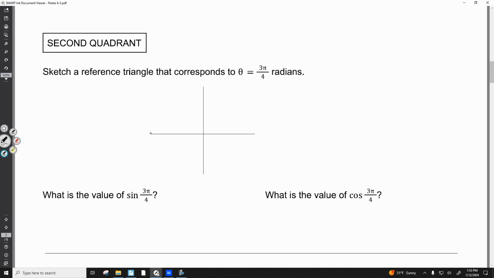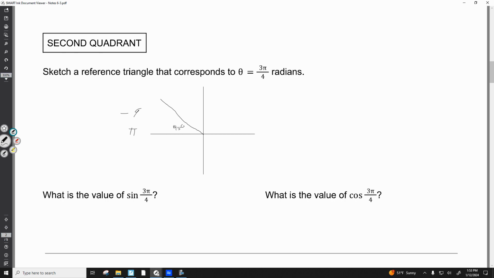Draw your terminal ray and draw your reference angle. You should be going to 4 pi over 4. You should be subtracting a pi over 4. You're here. Now, 3 pi over 4 is this arc length of the unit circle.